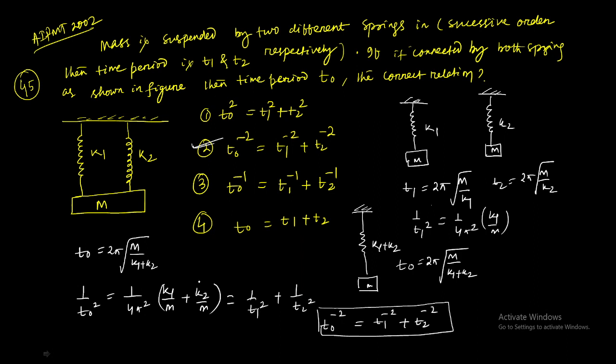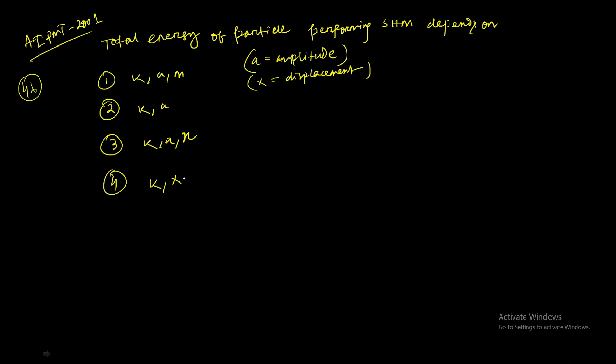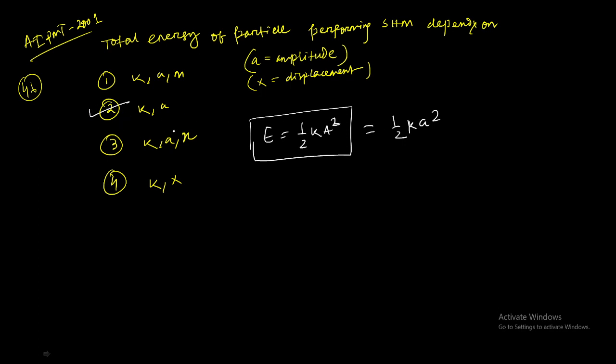45 number question, option number 2. Total energy of a particle performing SHM depends on what? So total energy equals half K A square. So this is depending on the amplitude. Amplitude small a they have given. So half K A square, so depending on K and A. So option number 2.